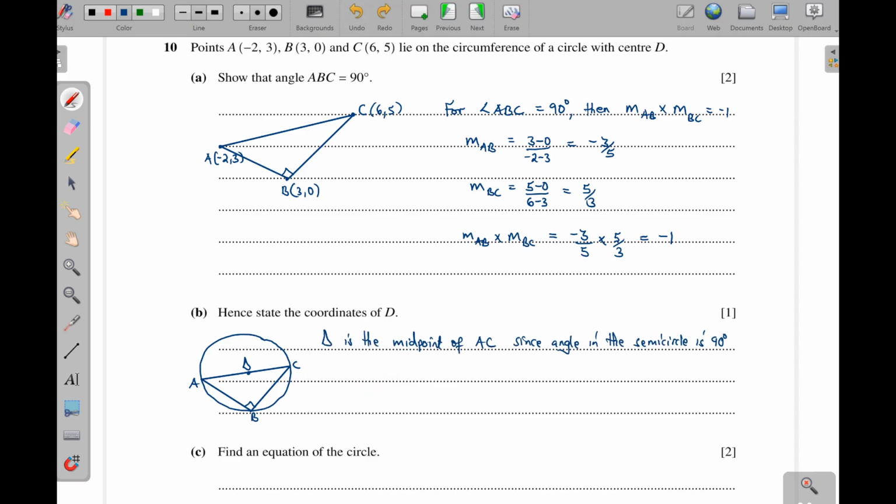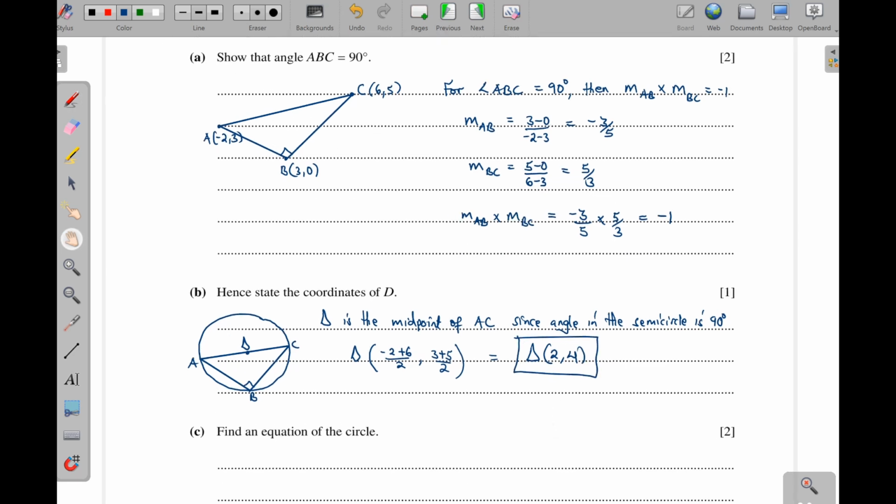So let us find D. D is now going to be the midpoint of A and C. So find the average of the x coordinates: -2 plus 6 over 2. And then the average of the y coordinates: 3 plus 5, which is 8, then we divide by 2 and it gives us 4. So this one will be D. 6 minus 2 is 4, divided by 2 is 2, and this one here is 4. So this is our answer.